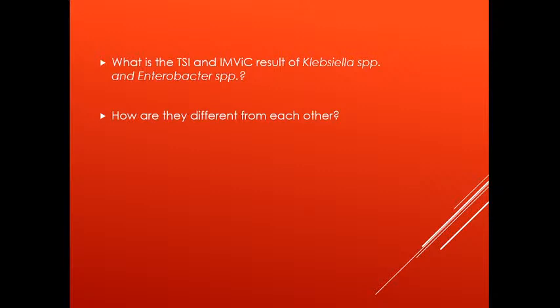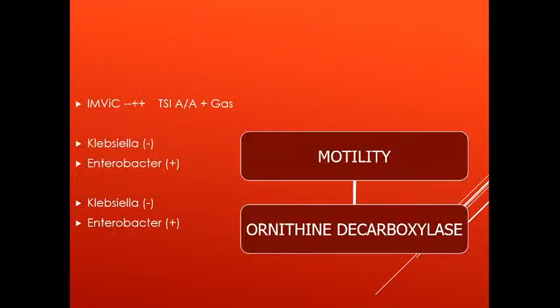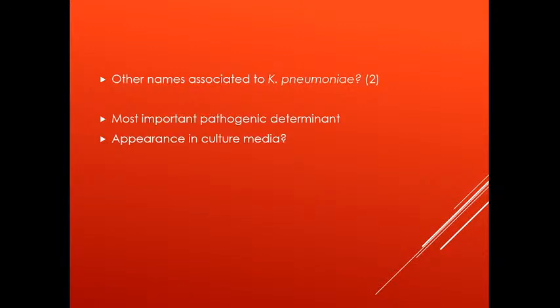Now for motility, of course, Klebsiella is an organism that's non-motile. Therefore, Enterobacter is the one that will test positive for motility. Klebsiella is again negative for ornithine decarboxylase, while Enterobacter will test positive for both motility and decarboxylase. Okay, clear? All right, now let's move on.